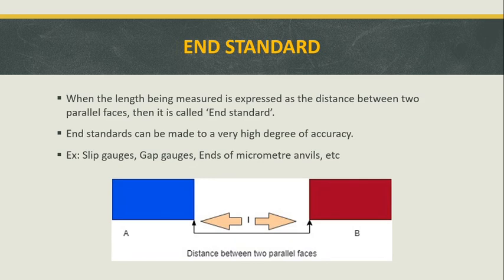Then end standard. What is meant by end standard? When the length being measured is expressed as the distance between two parallel surfaces, the distance between the two parallel surfaces is called end standard. It can be made to a very high degree of accuracy. Examples: slip gauges, gap gauges, ends of micrometer anvils, etc.